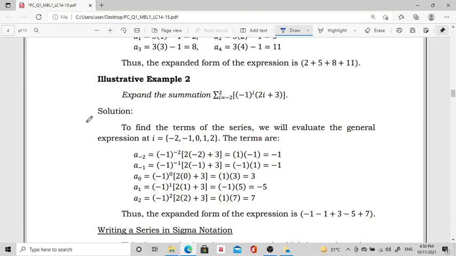To find the terms of this series, we will evaluate the general expression at the values of i, negative 2 to 2, that means negative 2, negative 1, 0, 1 and 2. So we will have 5 summands or terms for the expanded form. So as you can see here, pinalitan lang natin si i ng negative 2, and this is negative 1 raised to negative 2 times, also pinalitan natin si i dito ng negative 2.